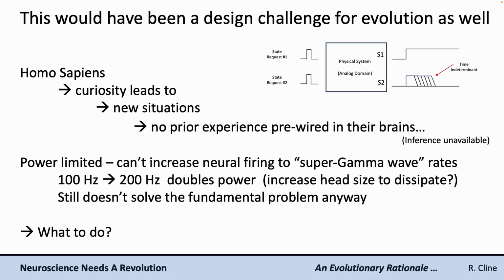Humans by nature have curiosity and are constantly getting into new situations where no prior experience is coded in the brain. If we increase neural firing rates to, for instance, a super gamma wave frequency that increases the power, we would probably have to increase our head size, and it still doesn't solve the fundamental problem anyway. So what to do?